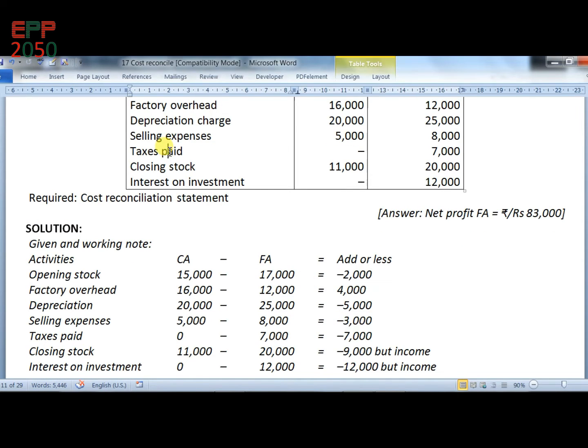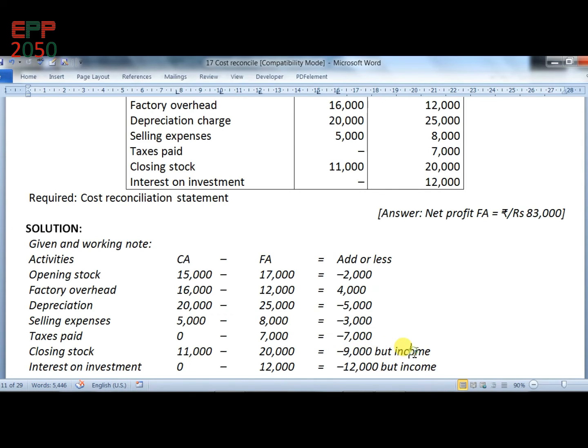Tax paid is only recorded in financial account. In cost accounting, it is 0. After calculating, our answer is minus 7,000. Closing stock: 11,000 and 20,000. Look here, 11,000, 20,000. After calculating, our answer is 9,000.